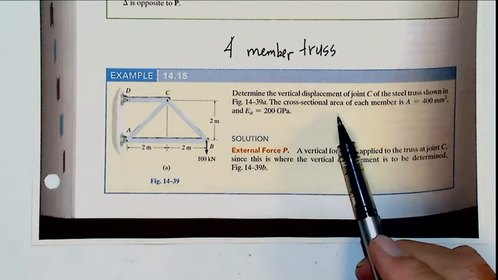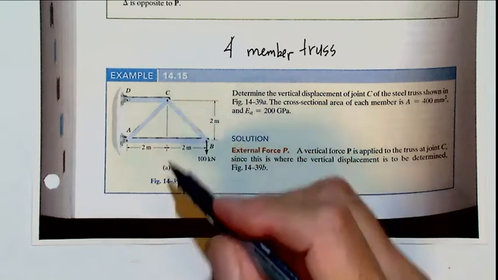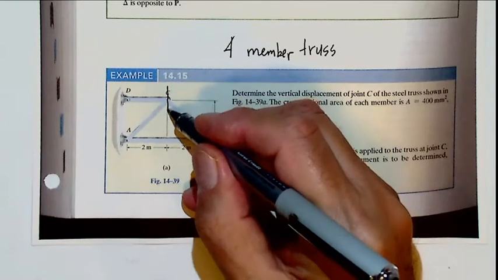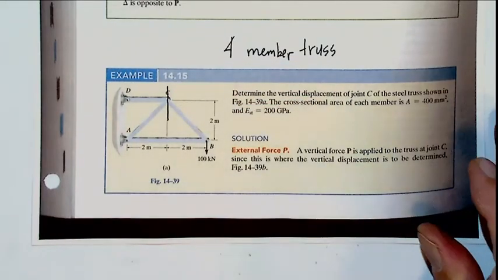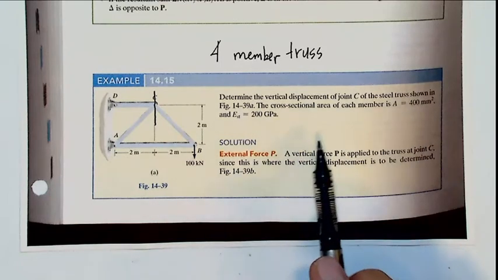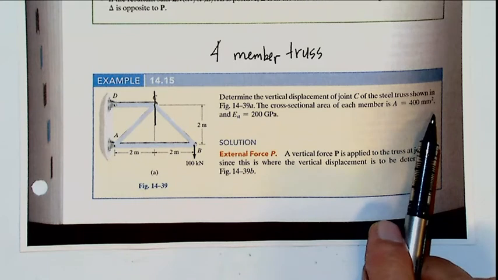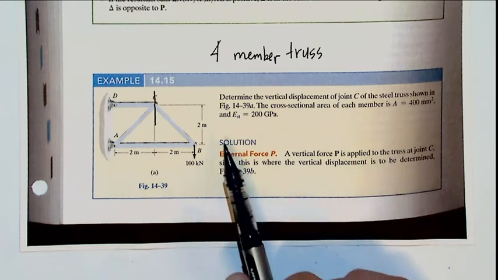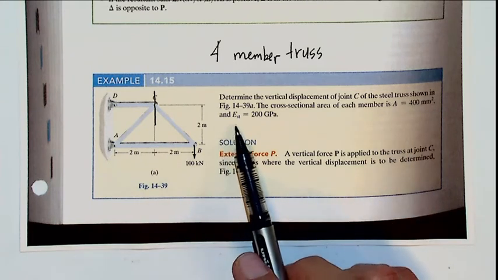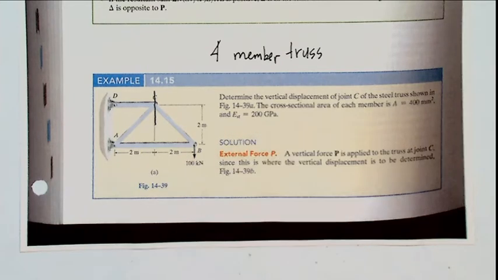Determine the vertical displacement at joint C. Vertical, that means in this direction, of the steel truss shown in this figure. The cross-sectional area of each member equals A, 400 millimeters square, and steel's elastic modulus equals 200 gigapascals.